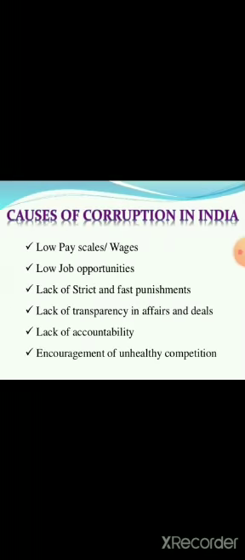So, causes of corruption in India. First one, low pay scales or wages, low job opportunities, lack of strict and fast punishments, lack of transparency in affairs and deals, lack of accountability, encouragement of unhealthy competition.